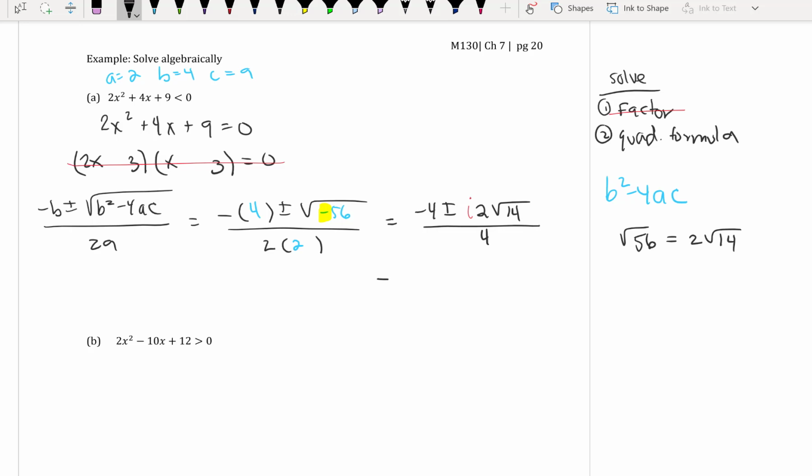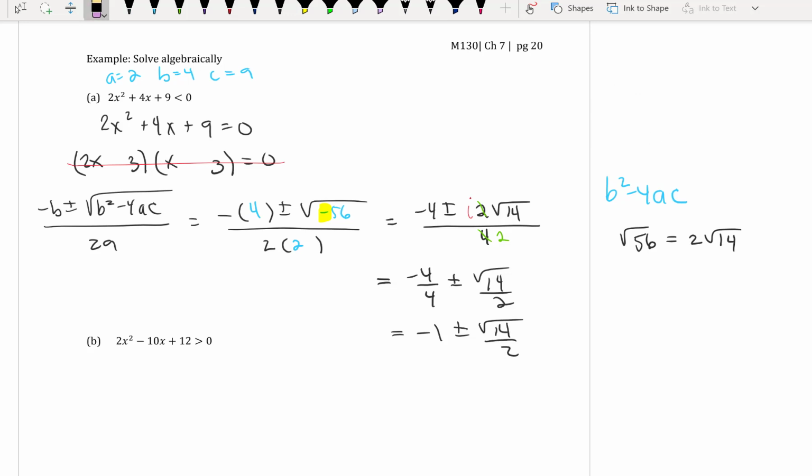And I have 4. So now I have this as negative 4 over 4 plus or minus, and here I can simplify. 2 goes into 4 twice. So I'm going to have a square root 14 over 2. And better yet, I will have a negative 1 plus or minus the square root of 14 over 2. So I did not give myself enough room, but that's okay.